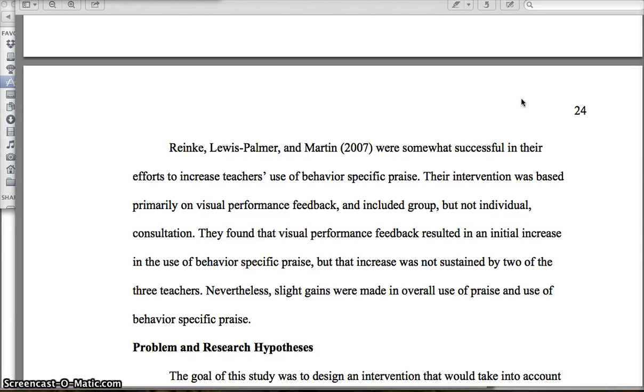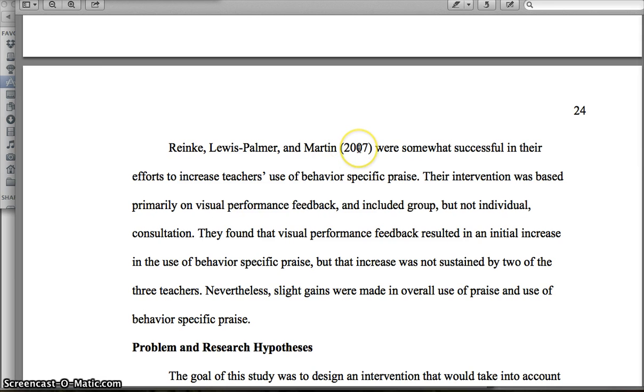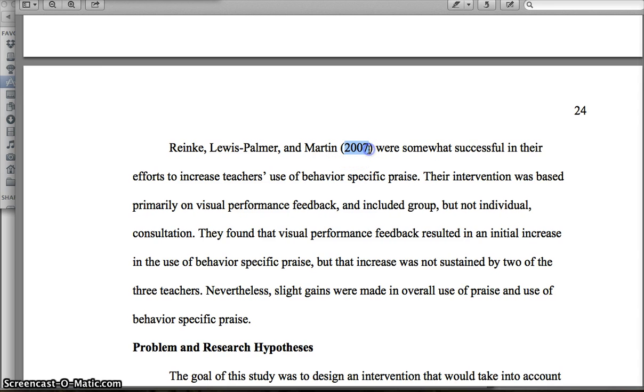This is a brief video to demonstrate the difference between citations and references and a few different types of citations that you can use in your writing. At the top of this page you can see what is called an in-text citation, where the author's names are listed in the text and the year of publication follows in parentheses.